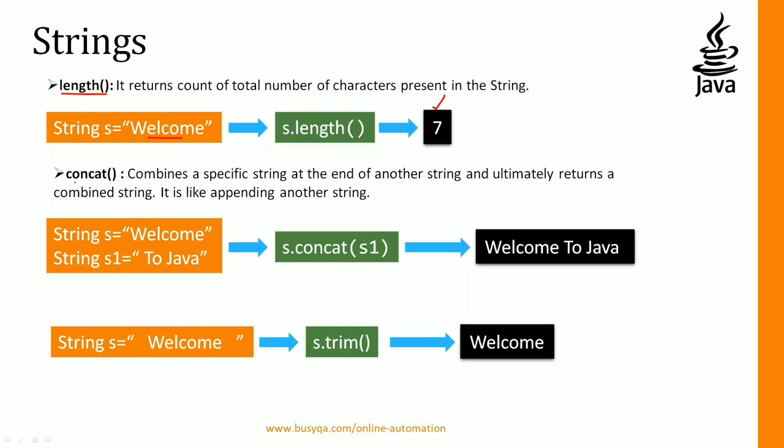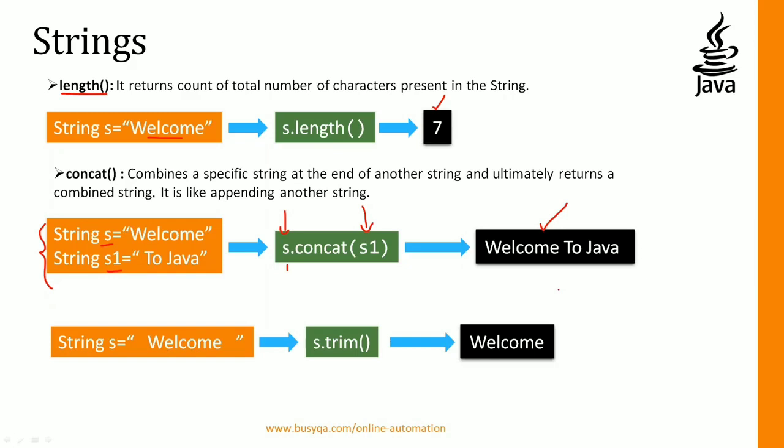And there is one more method called concat. Concat is a method which will combine two strings. Suppose I have two strings called s and s1. s contains welcome and s1 contains to Java. I want to combine these two strings. So how to combine them? We have a concat method. s is the first string, s.concat(s1). This is called string 1, this is called string 2. I want to join those two strings, so I have to use the method like this: s.concat(s1). This will produce the concatenated string.